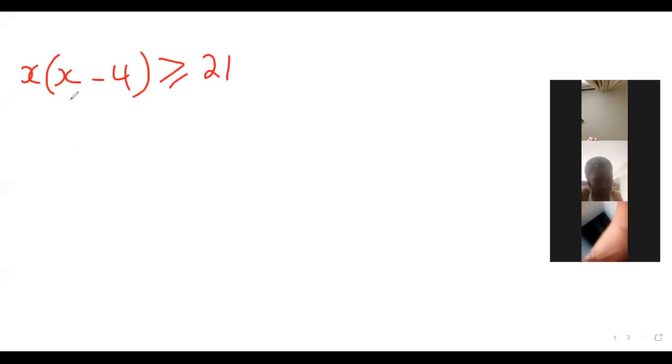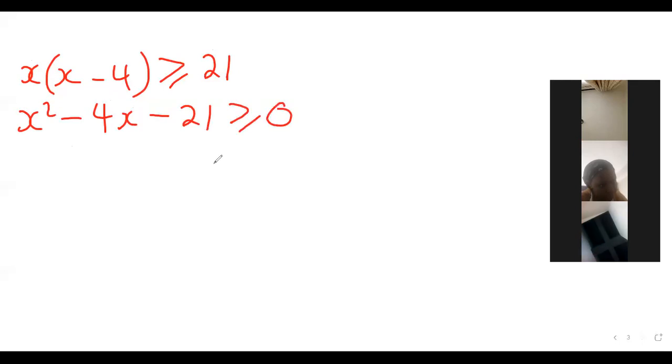So this is saying x(x - 4) ≥ 21. First things first, you multiply them, so it will be x² - 4x. Now I can already transpose this to the left: x² - 4x - 21 ≥ 0.